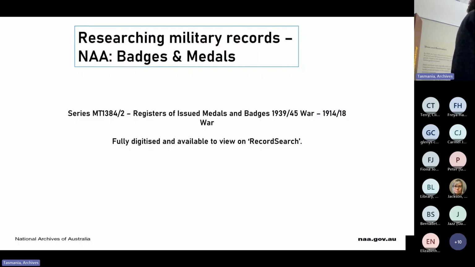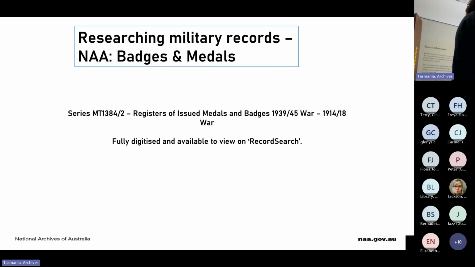Another high-use military series amongst our collection is MT1384/2. This series consists of bound volumes which identify the recipients of war medals and badges. Often, researchers have come into the possession of an Australian war medal but are not aware of who is the recipient. This could be through an inheritance, or finding a medal in a second-hand store, or simply just wanting to confirm dates or names. These bound volumes may well help solve the puzzle.